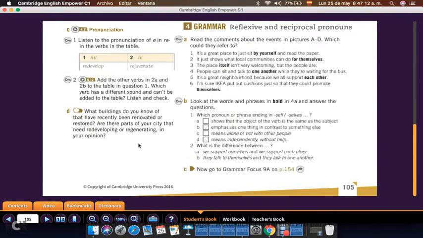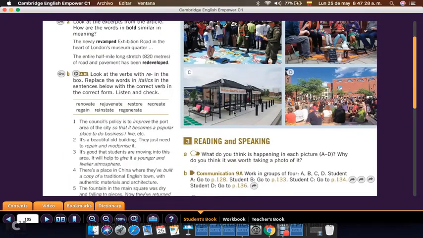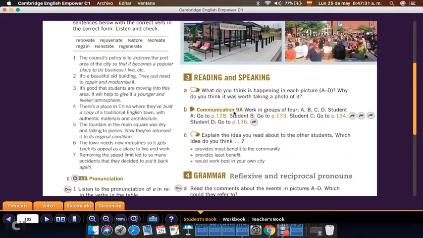Now, what buildings do you know of that have recently been renovated or restored? Are there parts of your city that need redeveloping or regenerating, in your opinion? Okay, you're going to answer those questions according to what you know about your city. Reading and speaking. What do you think is happening in each picture? Why do you think it was worth taking a photo of it? Okay, you answer those questions.